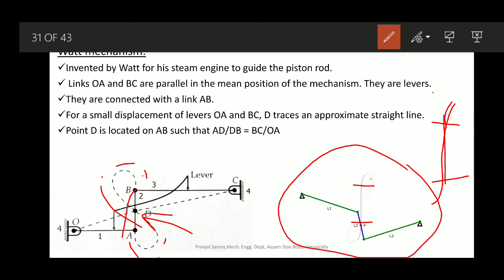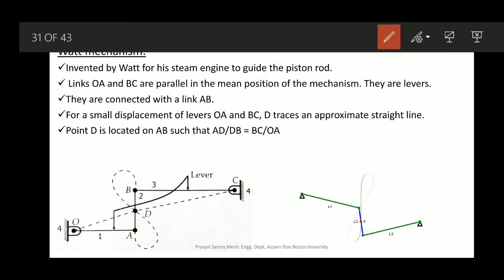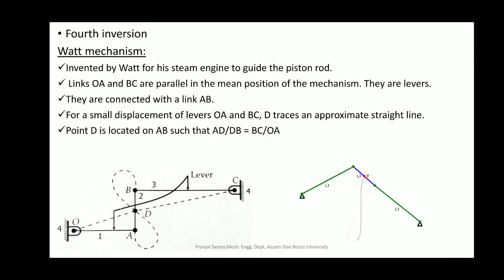Now we must know which particular point is going to trace this approximate straight line. Otherwise any arbitrary point on the AB link is not going to trace this straight line. Point D is located on AB in such a way that the ratio AD by DB should be equal to BC by OA. Then only can you expect that point D is going to trace a straight line, or in other words, whatever element you position at this point D is going to move in a straight line direction.